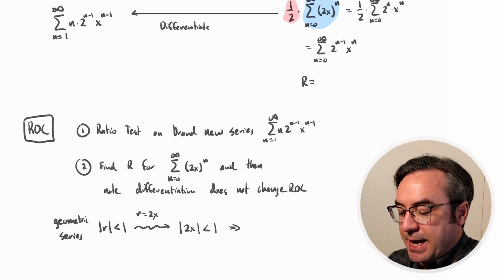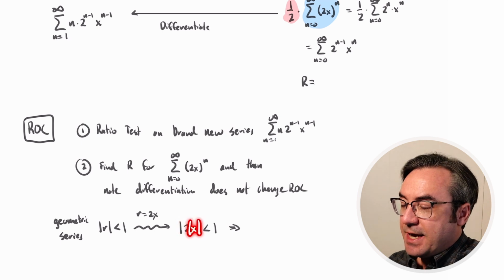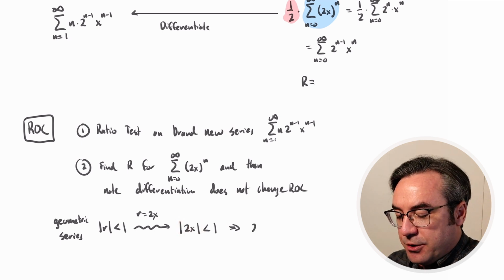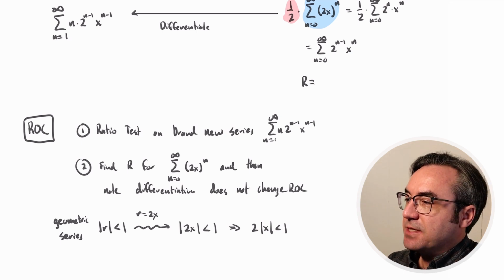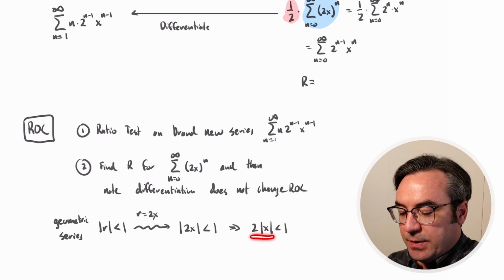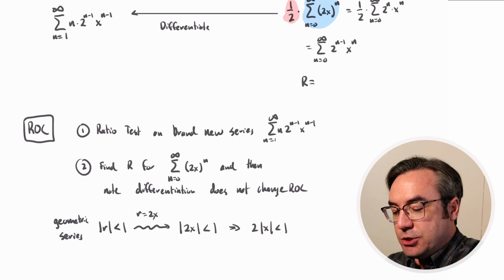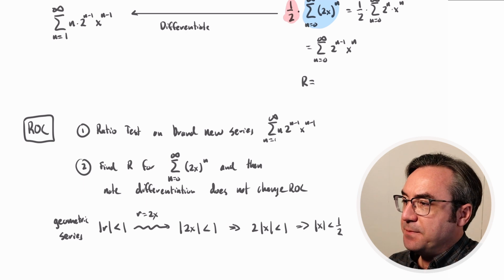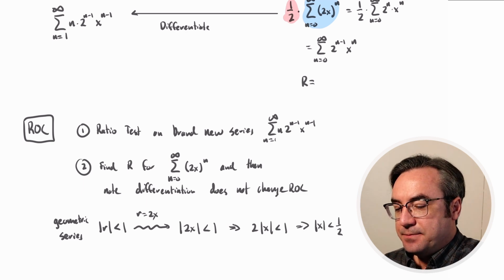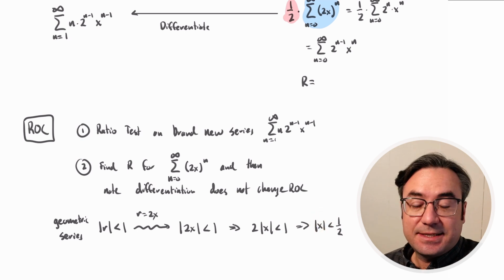We can split up the absolute value. And so, absolute value of just the 2, and then absolute value of just the x. Absolute value of 2 is positive, so we end up with 2 times the absolute value of x is less than 1. And then we can divide both sides of this by 2. So we get absolute value of x is less than 1/2. And once you get the absolute value of x, this term is the radius of convergence.